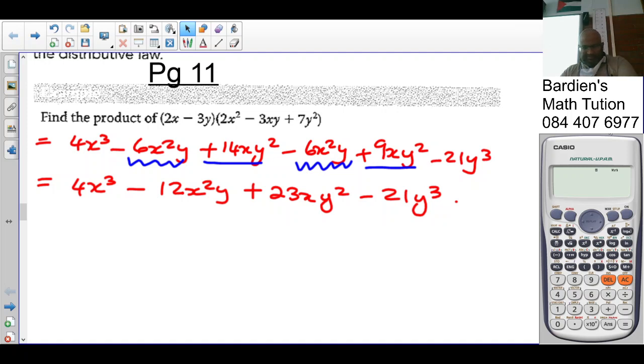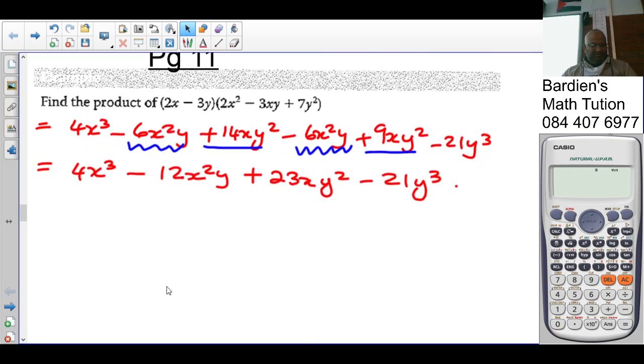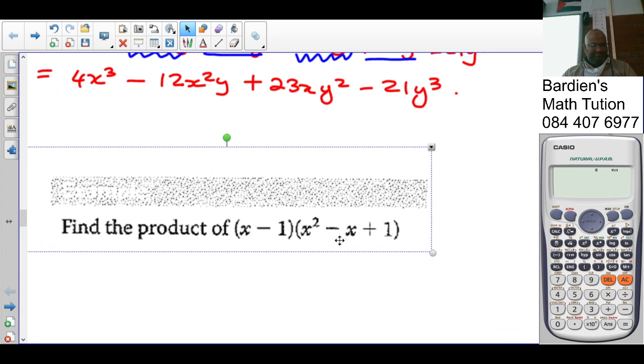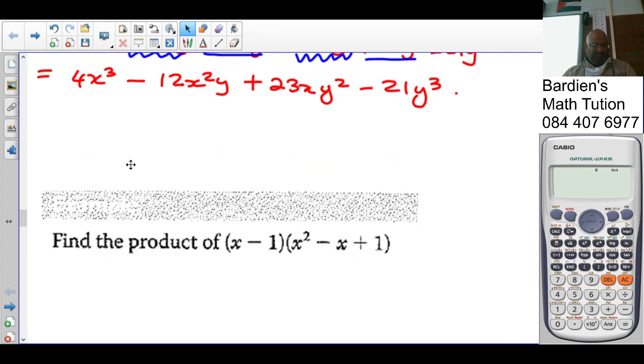Now we got another one. Page 11. Now we have example 2 on page 11.